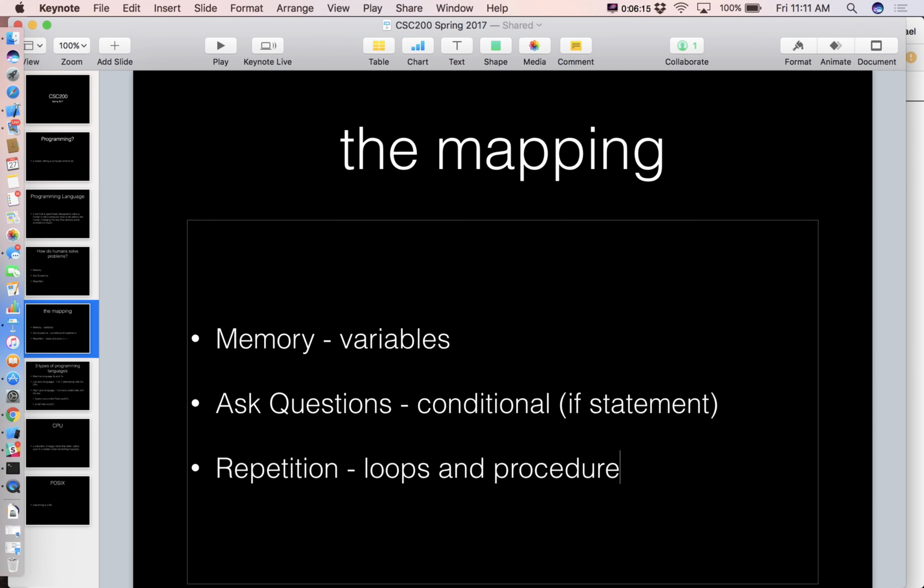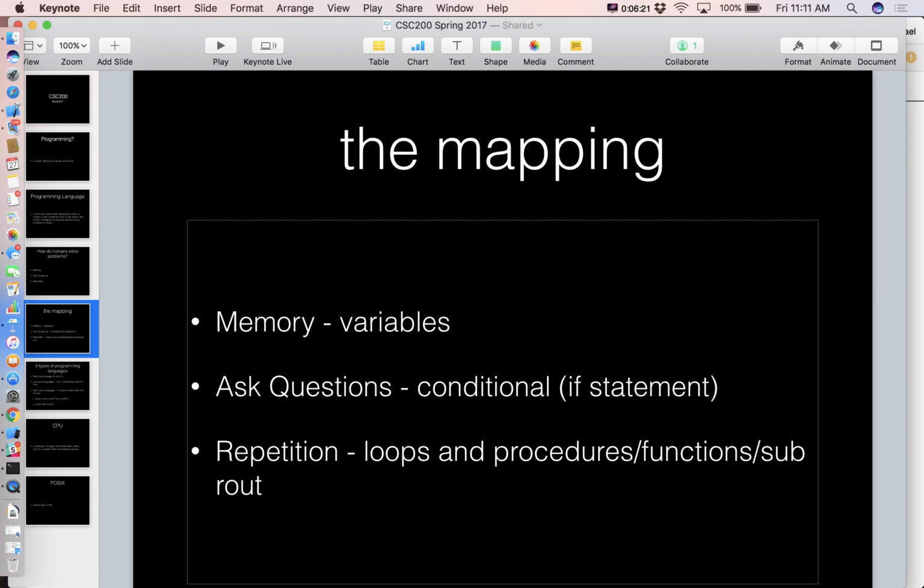procedures, functions, subroutines, methods, depending on which decade you're from. All right, subroutines would be the oldest, then we had procedures and functions, and then we had methods, and they all do the same thing. They're chunks of code that we write once and reuse multiple times. All right, so 100% of programming languages give us these facilities.